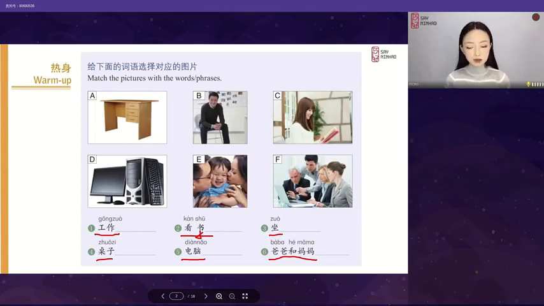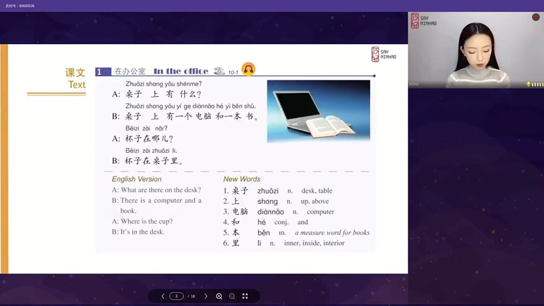Okay, time's up. First one, 工作 is F, because it looks like these 4 people are discussing something in an office. Next one, 看书, really easy, is C. Next, 坐, to sit, to be seated, is B. Exactly, and 桌子, the desk, is A. Next one, 电脑, is D. And last one, 爸爸和妈妈, obviously, is E. Okay, let's move on to our text one.